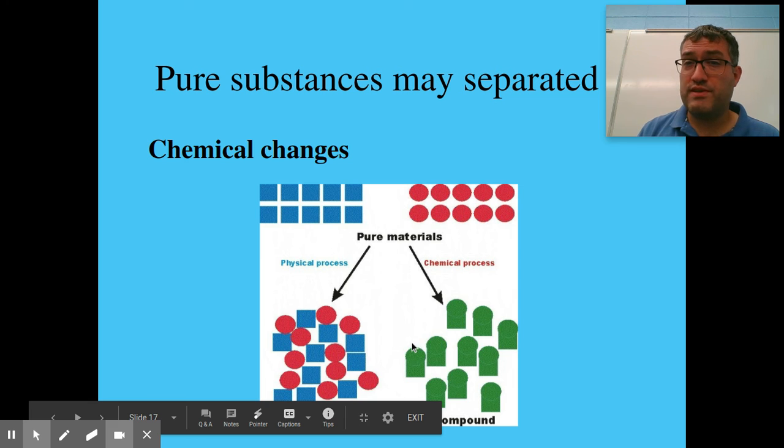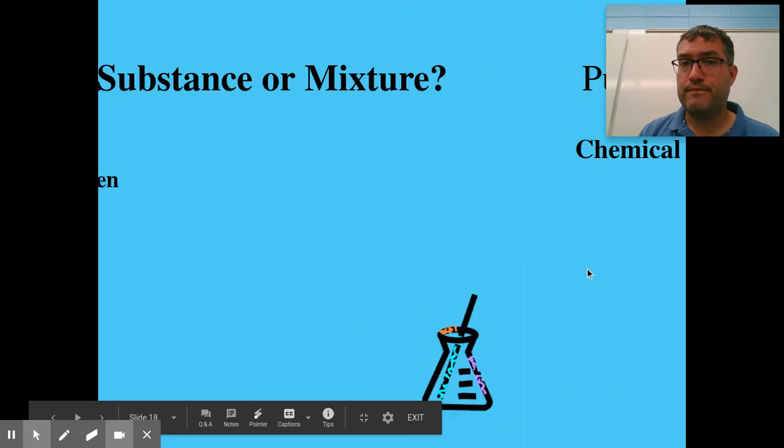We can separate pure substances only chemically, so you'd have to change it. That would be for a compound, so you can actually break compounds down into simpler things. You cannot break an element down into simpler things.